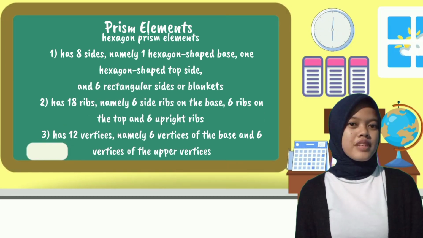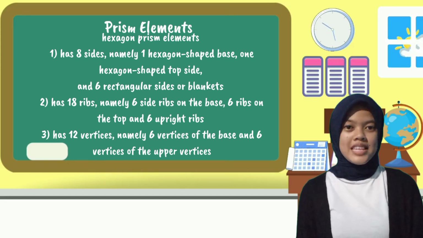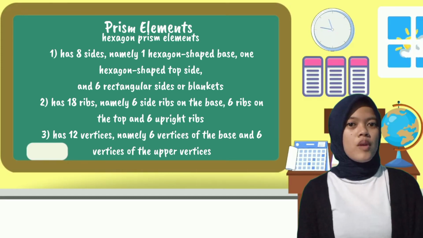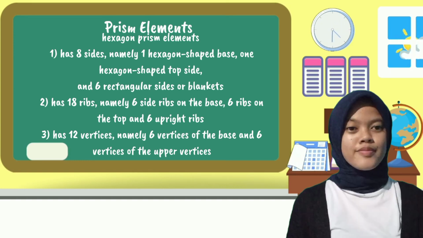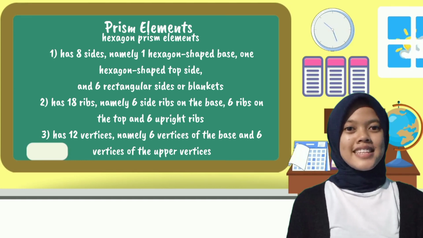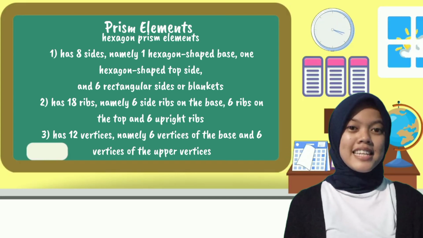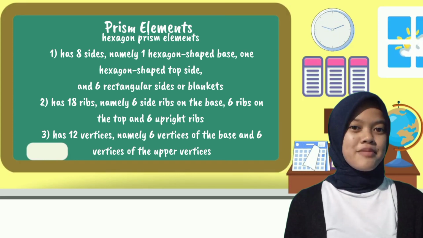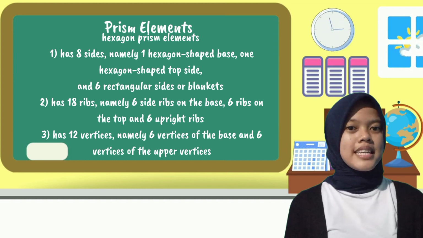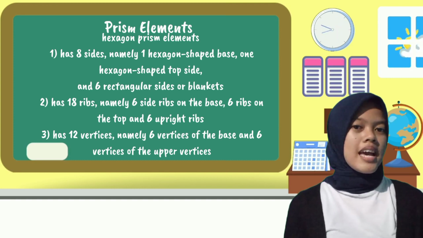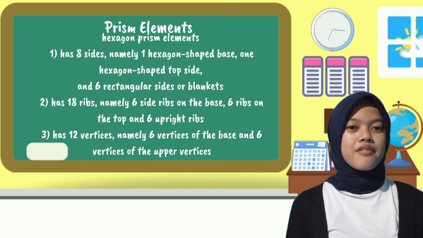4. Hexagonal prism elements. 1. Has 8 sides, namely 1 hexagon-shaped base, 1 hexagon-shaped top, and 6 rectangular sides or covers. 2. Has 18 edges, namely 6 edges on the base, 6 edges on the top, and 6 upright edges. 3. Has 12 vertices, namely 6 vertices of the base and 6 vertices of the top.